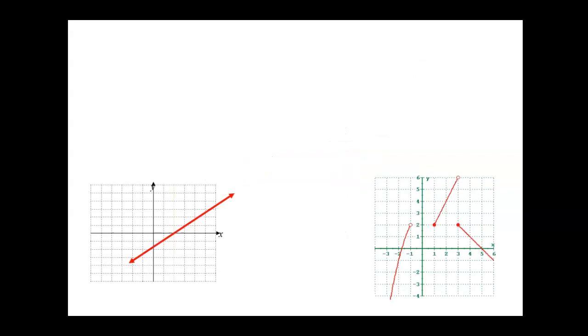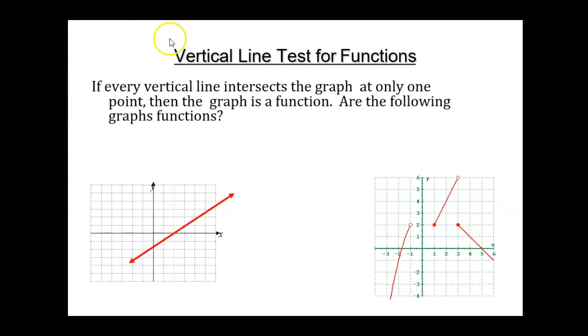All right, so let's take a look at some graphs. If you're looking at a graph, we're going to use something called the vertical line test for functions. So a graph is another way to represent a relation or a function. Remember, if you have x values and y values, you can plot them together on a graph. So this is just another representation. And in order to determine if a relation is a function on a graph, we just use this vertical line test.